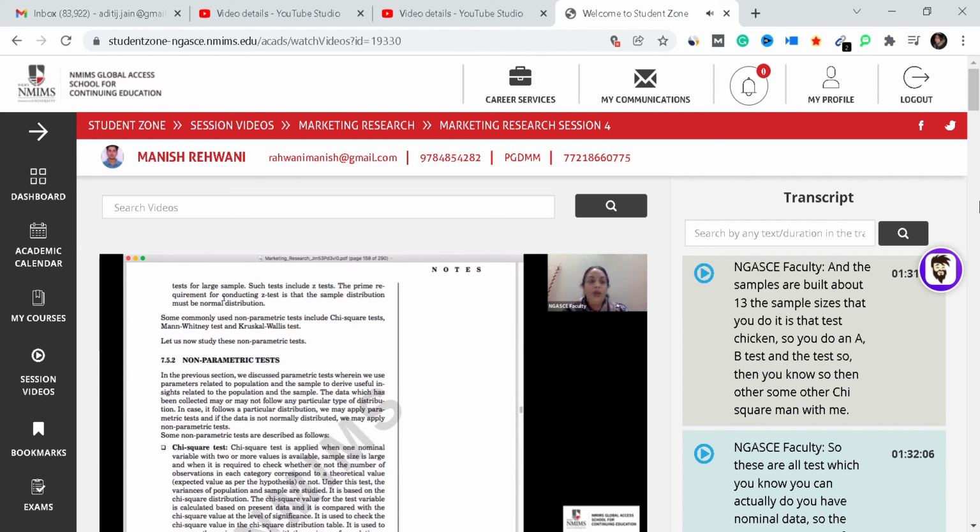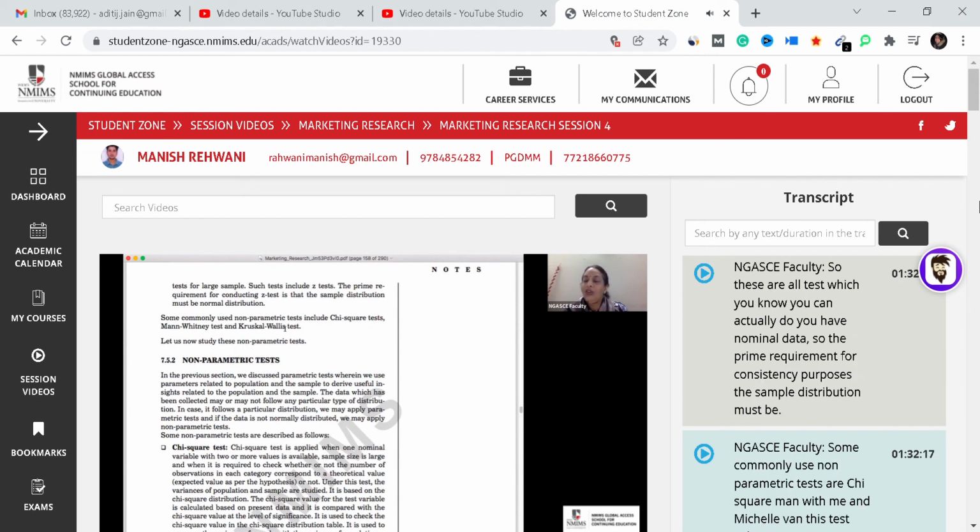The prime requirement for conducting a z-test is that the sample distribution must be normal. Some commonly used non-parametric tests are chi-square, Mann-Whitney, and Kruskal-Wallis test. Okay, so now we are not going much into it. Chi-square also you would have done, right? What is chi-square test?